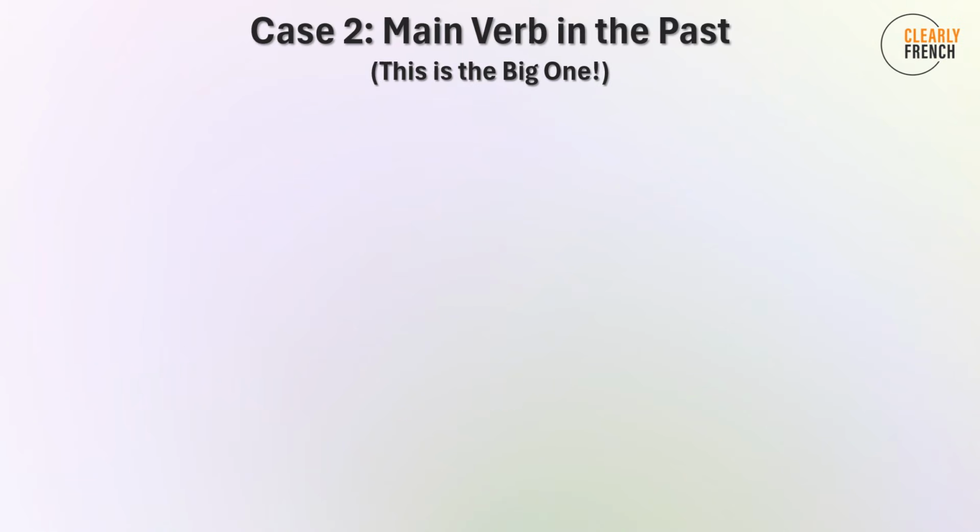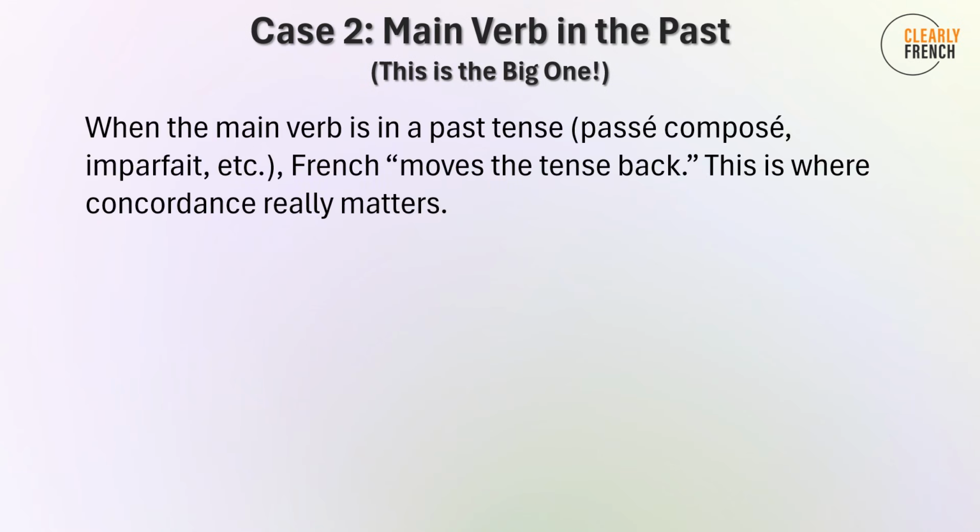Case number 2, that's where it gets interesting, when the main verb is in the past. When that happens, French moves back a tense, and this is really important. This is where concordance really matters, more than in English.